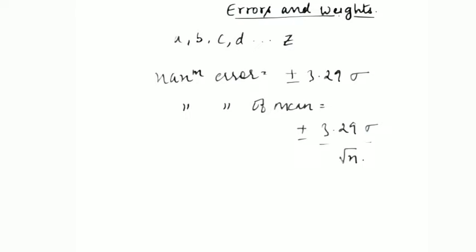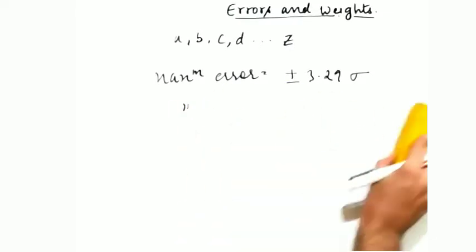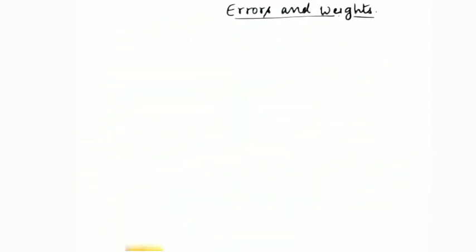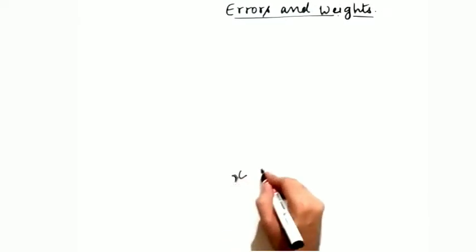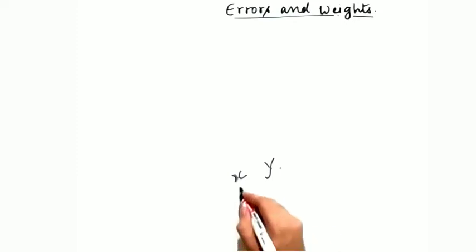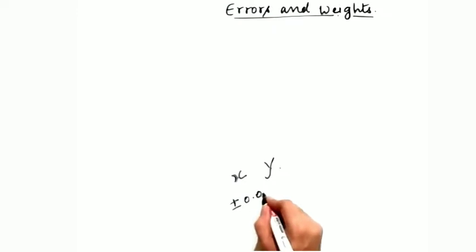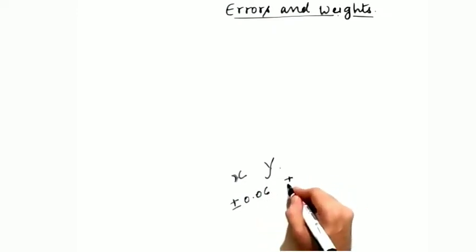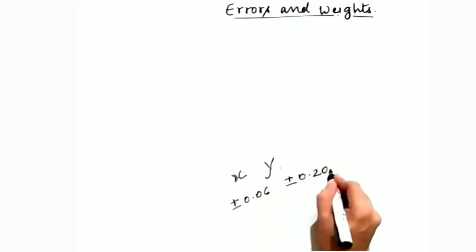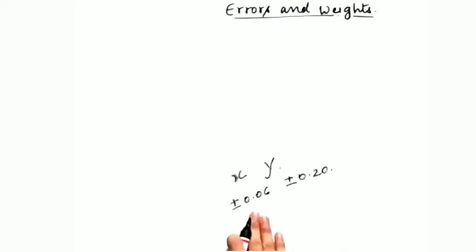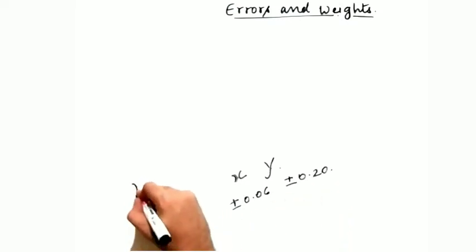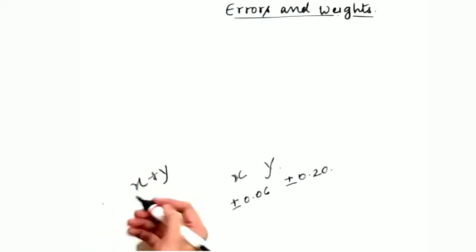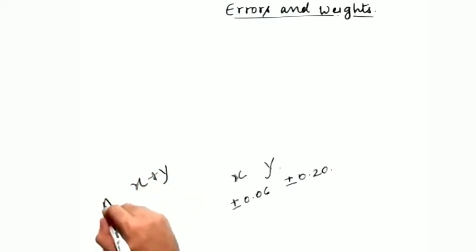Now shifting to propagation of errors. Propagation of error means, suppose there is a quantity x and there is a quantity y, and each has some error. Say you measured x with an error of 0.06 and you measured y with an error of 0.20. There is a large error in y and less error in x. Suppose I add these quantities, then what will be the error in this quantity x plus y? Suppose it is equal to A.